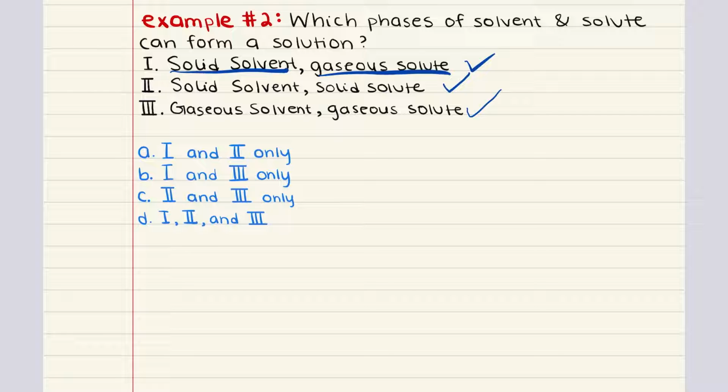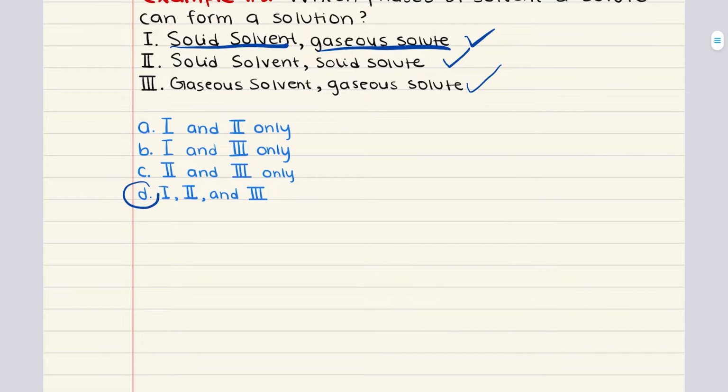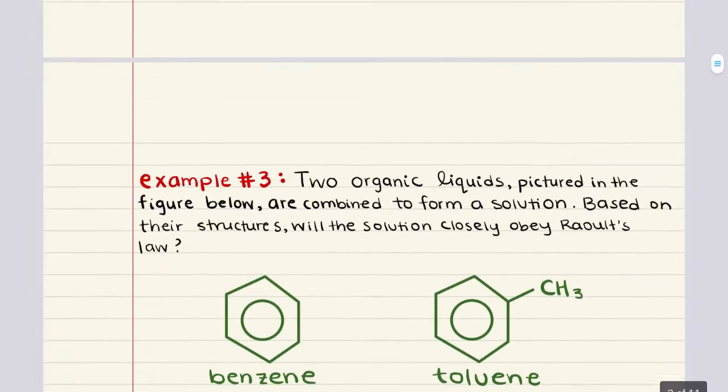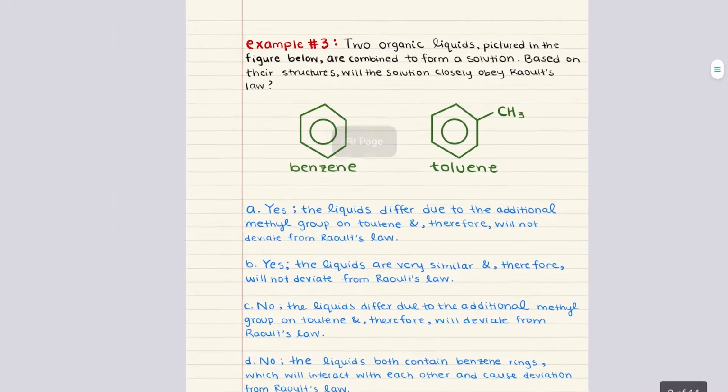All three choices can make a solution as long as the two components create a mixture that is of uniform appearance. And so the correct answer for problem 2 is going to be D. Statements 1, 2, and 3 are all correct. Let's tackle example 3 now.